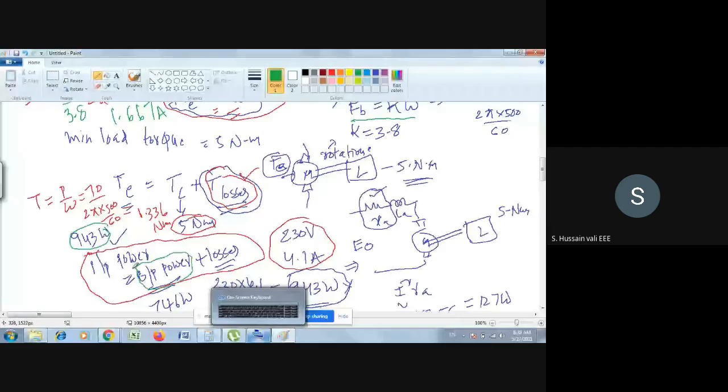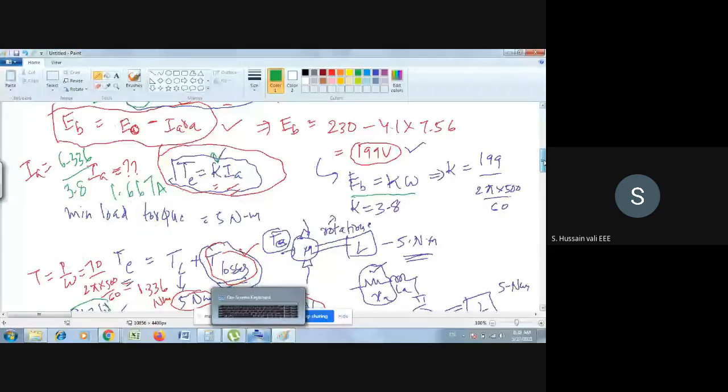Now two losses are there, that is the copper loss and the rotation loss. The copper loss we find out from I square RA. So only the rotation loss we can find out from this equation. That value we got is 70 watts. So the power loss we found out. Then what is the torque because of the power loss?